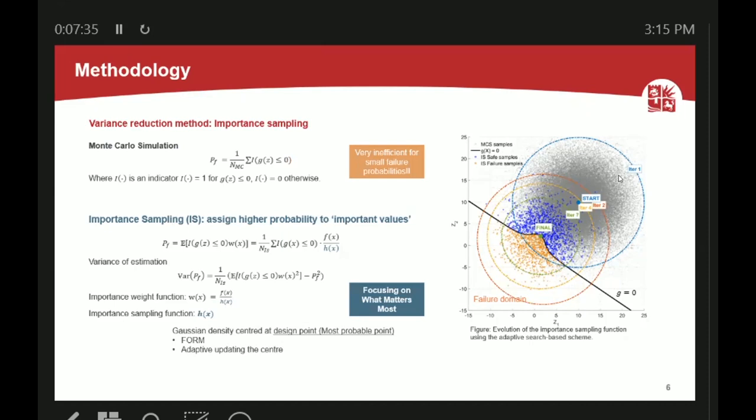So that's the problem. How can we sample more efficiently, more smartly? If we introduce the importance sampling method here, basically we need to put an importance sampling density around the limit state function. And usually we choose Gaussian distributions and identify the center of this importance sampling, either through reliability analysis, or we can use the adaptive update scheme, but those are quite established methods, so it's easy to implement.